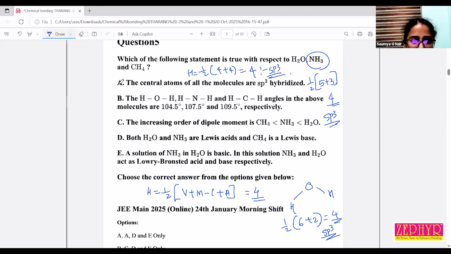This statement is correct. Then, the HOH, HNH and HCH angles in the above molecules are 104.5, 107.5, 109.5 respectively.